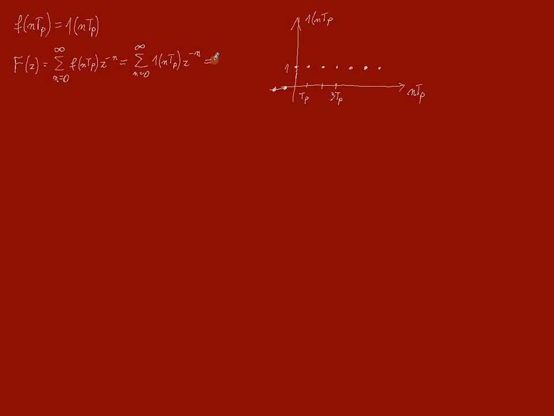And what is the value of the unit step function? It is 1 for each time step, for each n. Let's write down the first few components of this infinite sum.